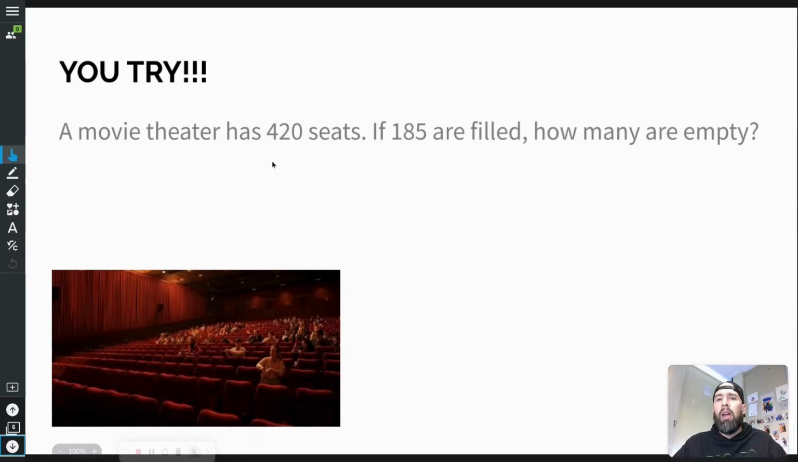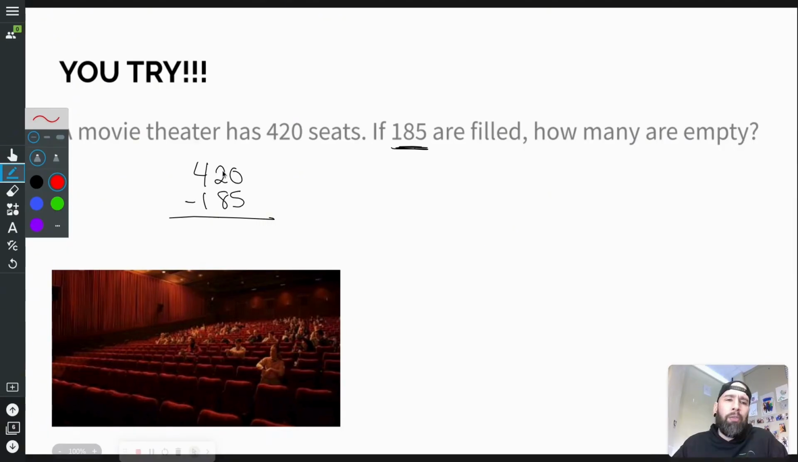420 seats, and we only care about the empty ones, so we need to get rid of the filled ones. So we're going to do subtraction here. 420 minus 185. Okay? So 0 minus 5 can't do it. Let's borrow and make that a 10. 10 minus 5 is 5.